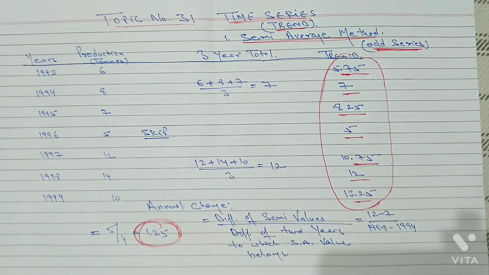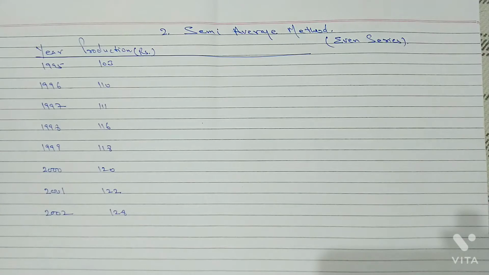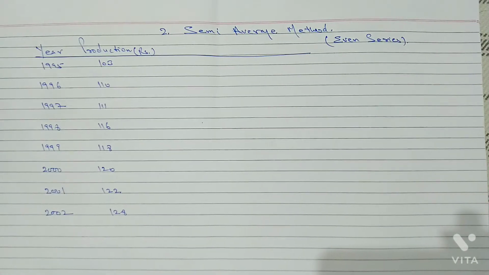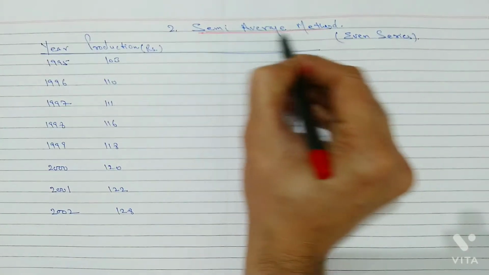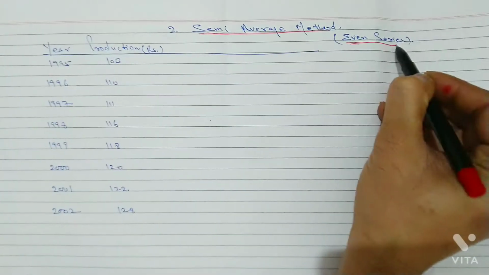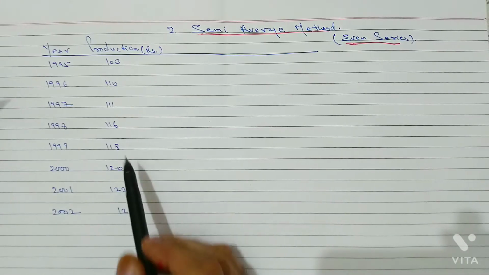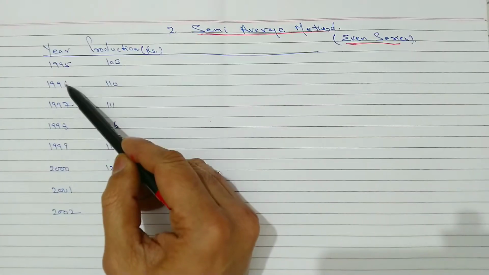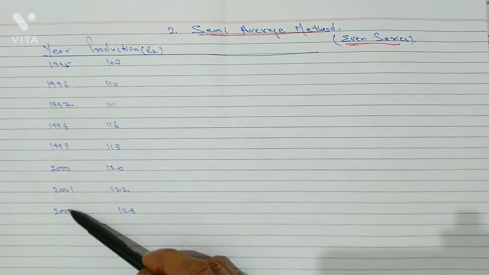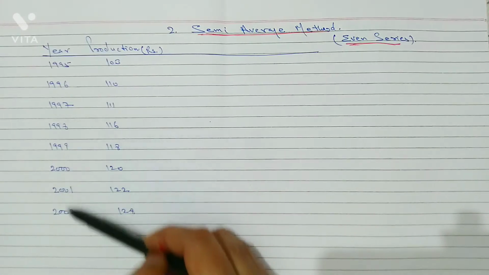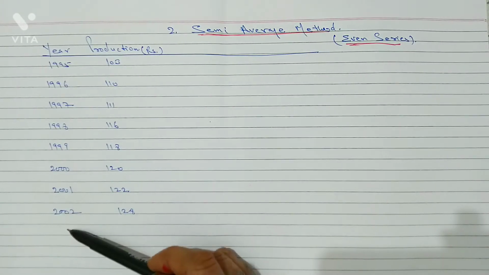Now for the next sum, case number 2: the semi-average method for an even series. Here it's easy to divide this series into two equal parts: 1, 2, 3, 4, 5, 6, 7, 8. Eight years are given. Divide into first 4 and other 4. Part 1 contains the first 4 and part 2 contains the other 4.